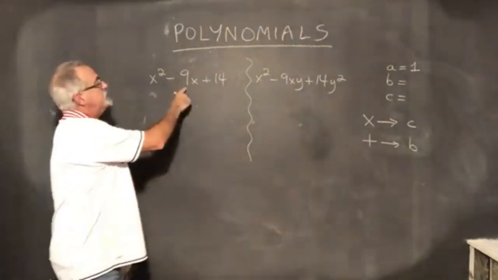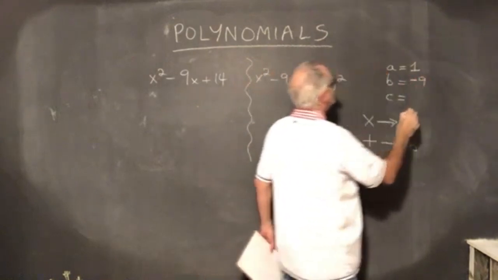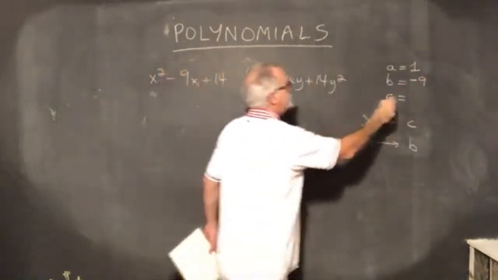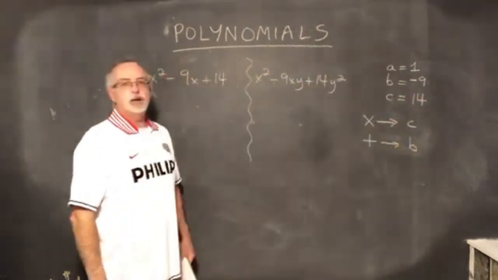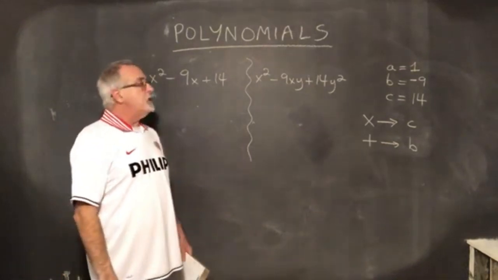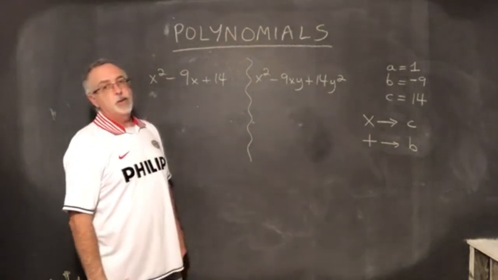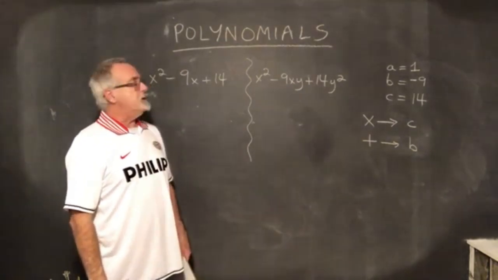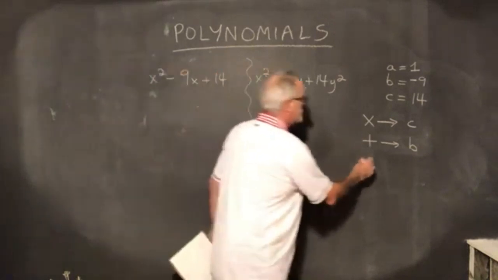A is 1, B is negative 9, and C is 14. What 2 numbers multiply to give 14 and add to give negative 9? They have to both be negative. They multiply to give a positive, but they add to give a negative, so they're both negative. 7 and 2, 14 doesn't have very many factors, does it? 7 and 2, negative 7 and negative 2 are the numbers I need.